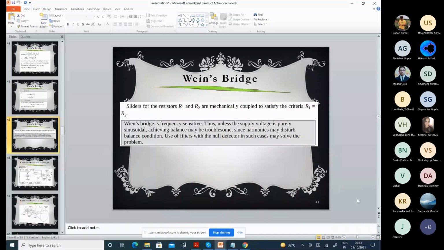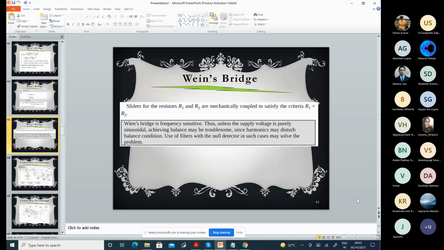If you want to know which book to follow, you could follow Sahani. Otherwise, very precisely, Helfrick and Cooper also you can follow. Helfrick and Cooper is written very precisely, they give one small chapter. So you can follow that book to read the bridge circuits. That's all about the bridge circuits. Now tell me if you have any query.